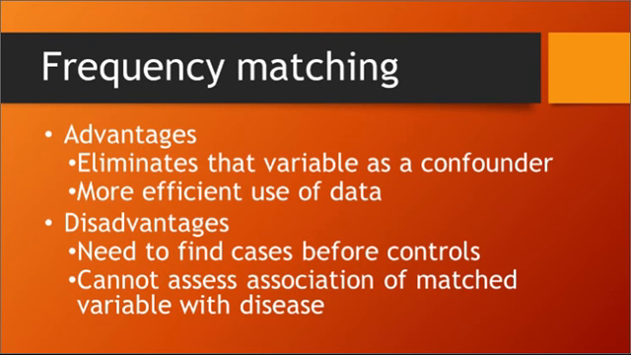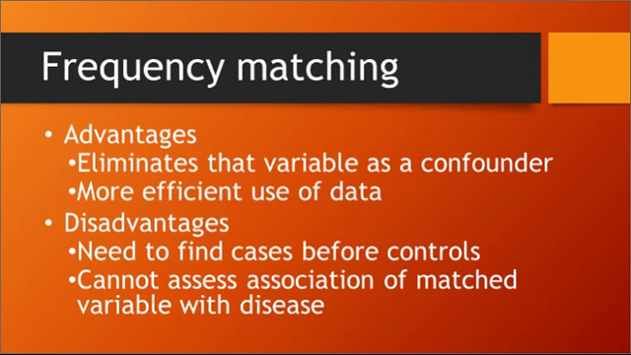The nice thing about matching is it takes away that variable as a confounder. If both the cases and the controls have identical ages in the two different groups, we can't say the cases are more likely to be sick because they're older, because the two groups are the same. We can do this type of frequency matching on a couple of different things, but typically it's usually just one factor that we're looking at. And so it eliminates that variable as a confounder.